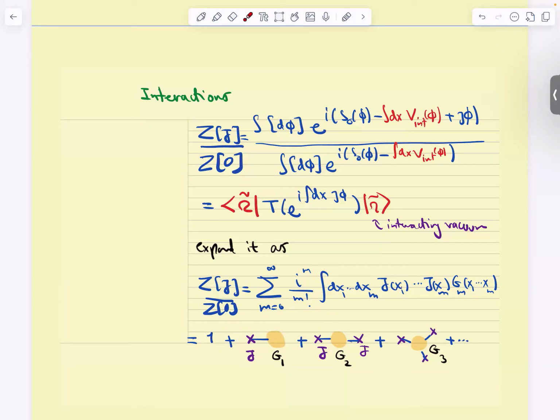All right, let's write this down diagrammatically. What's the first term? 1. What's the second term? There's a J, and then there's G1. What is G1? Vacuum one-point function of the interacting theory. Then there are 2 J's, the 2-point function, G2. These are the interacting theory 2-point functions, and so on and so forth. This is the diagrammatics of it.